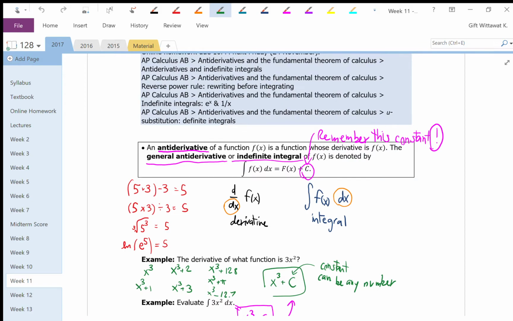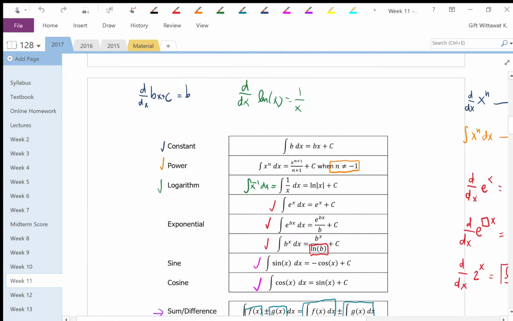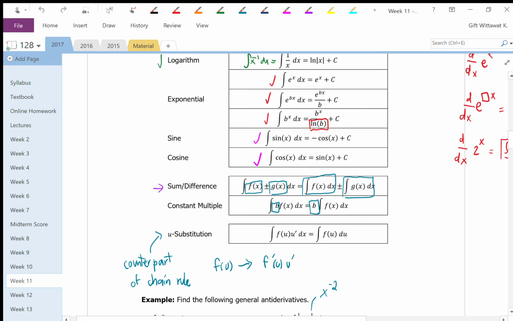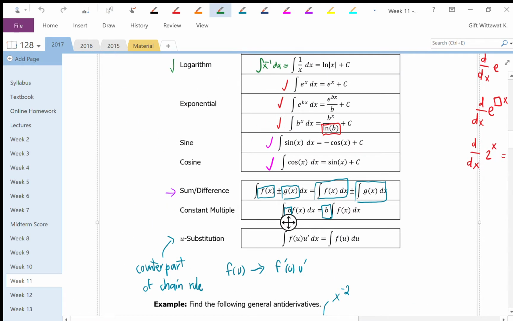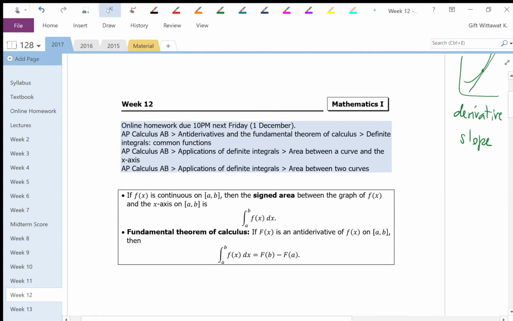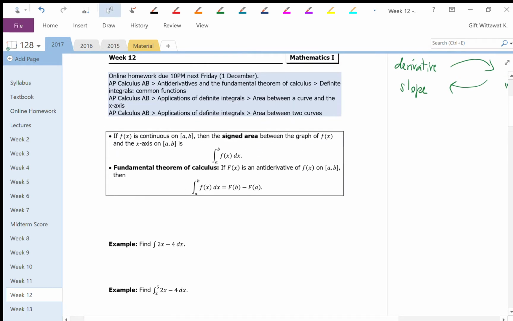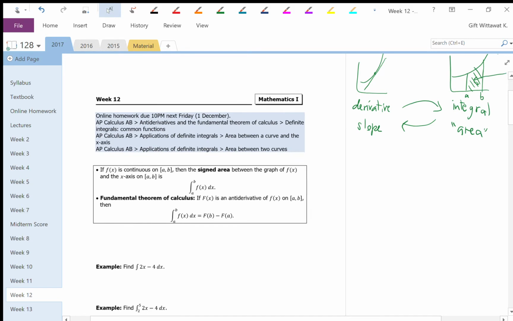Last week we talked about the general antiderivative. So the integral that we saw last week is the one where there's no upper and lower limit on the integral. This week we introduce this limit notation. So when your integral goes from a number to a number, it will correspond to the area under the graph.